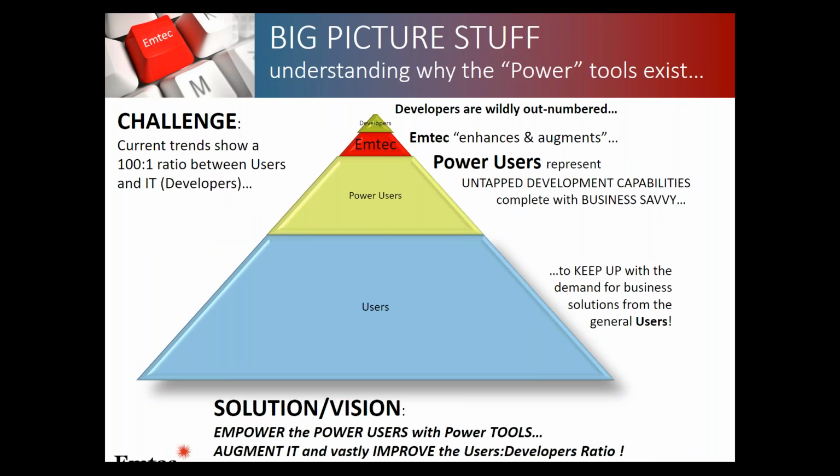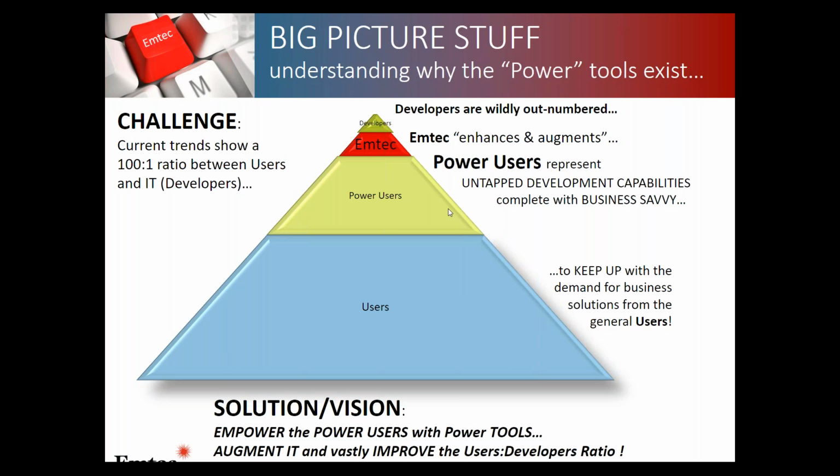Big picture stuff. We always want to understand where SharePoint is, specifically where all these power tools are that have been popping up. If we look in the realm of all of the people in an organization, we've got the developers at the top, the users at the bottom, and the power users in between. It's always been this wildly outnumbered little triangle at the top where the developers are, with a 100-to-1 ratio between users and the IT developers trying to build them solutions. They're always outnumbered. It can't work that way.